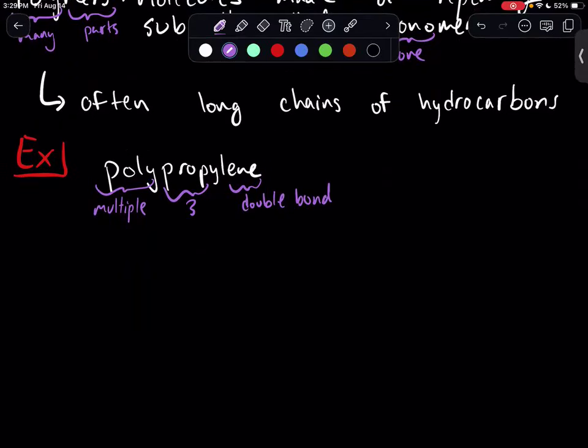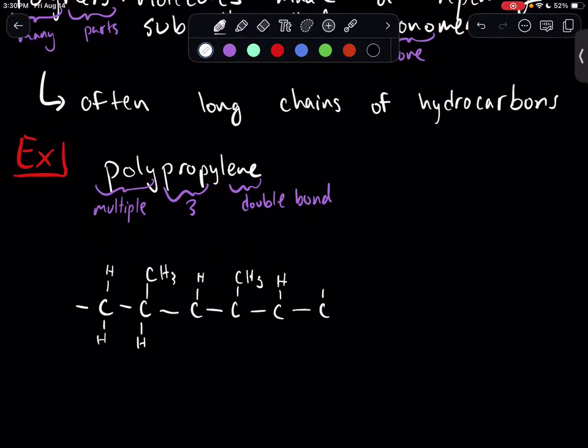So the real structure of polypropylene just looks like this. Carbon bonded to hydrogen, bonded to carbon, bonded to CH3, bonded to carbon, hydrogen, carbon, CH3, carbon, carbon. I'm just going in whichever way I feel like. And all of these on the bottom are going to be hydrogen. What you'll actually notice is this is a repeating set of units.